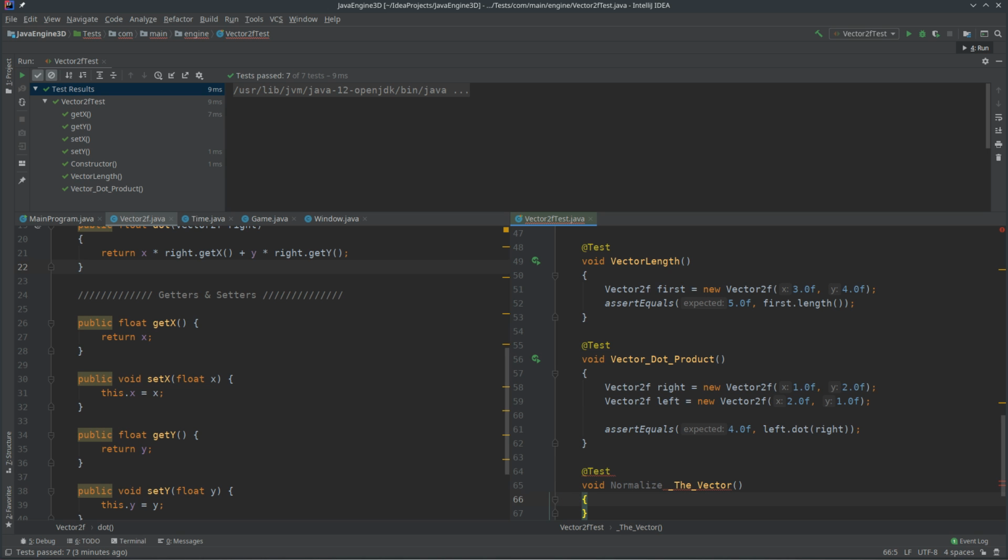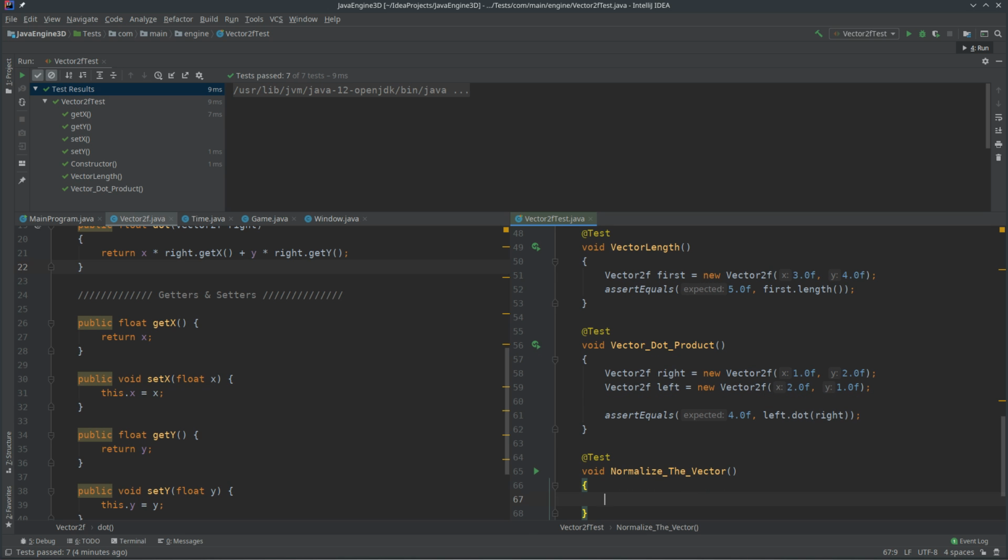What did I do wrong? I put space in. That's what I did wrong. Shh, don't tell anybody.